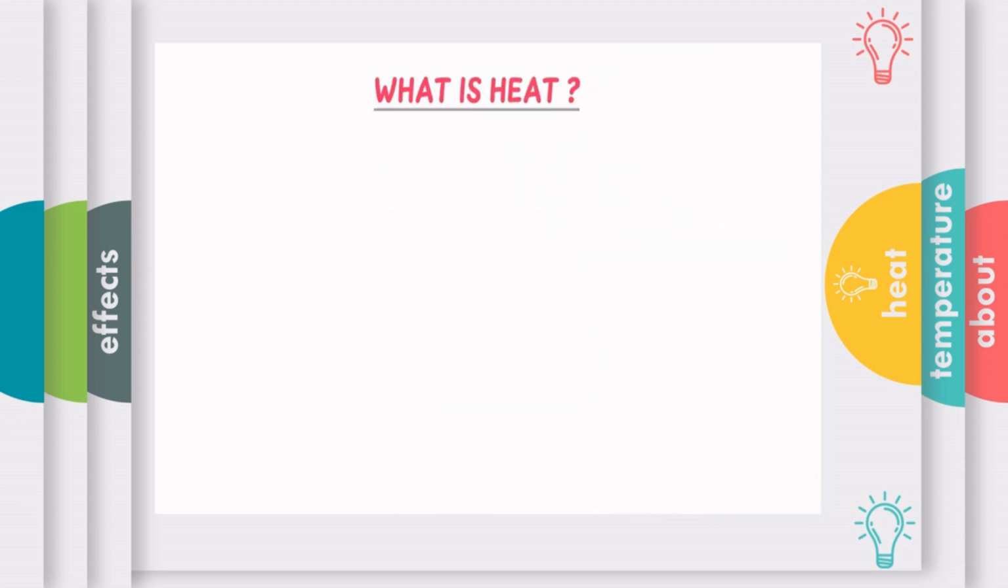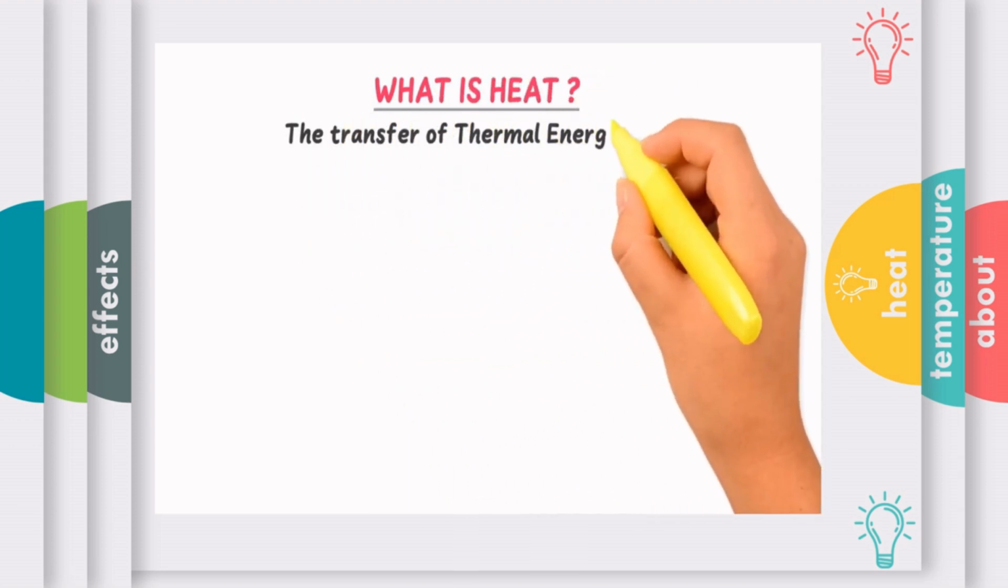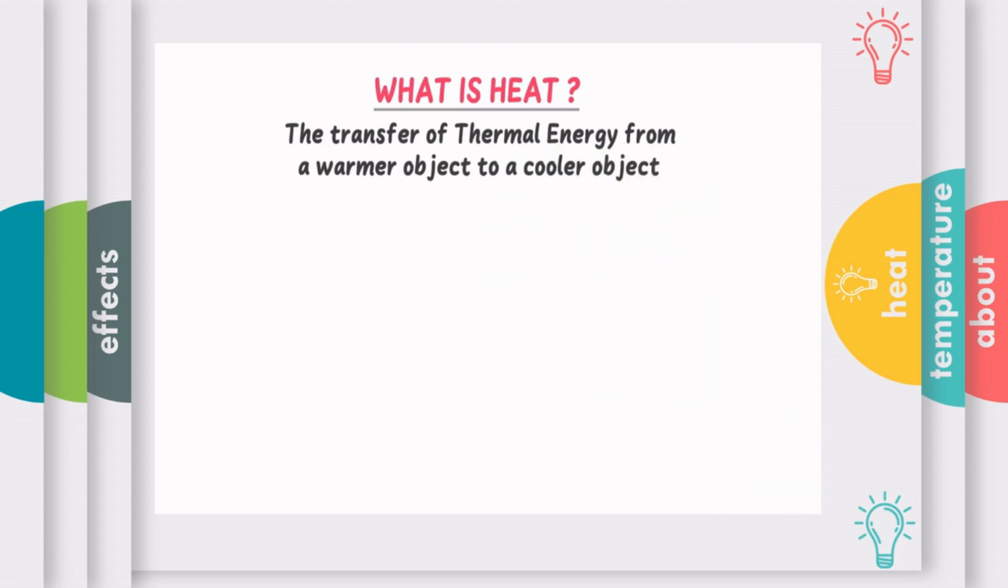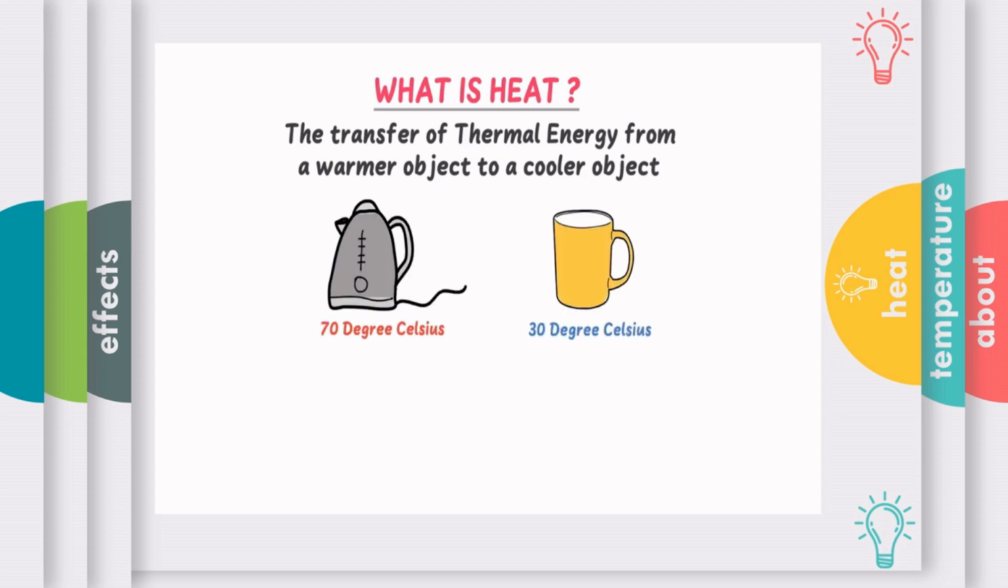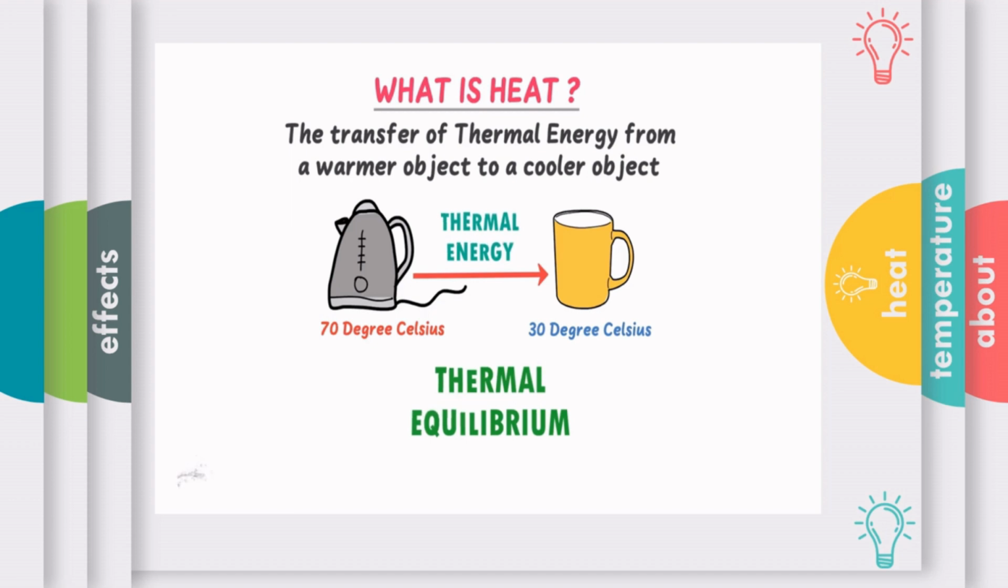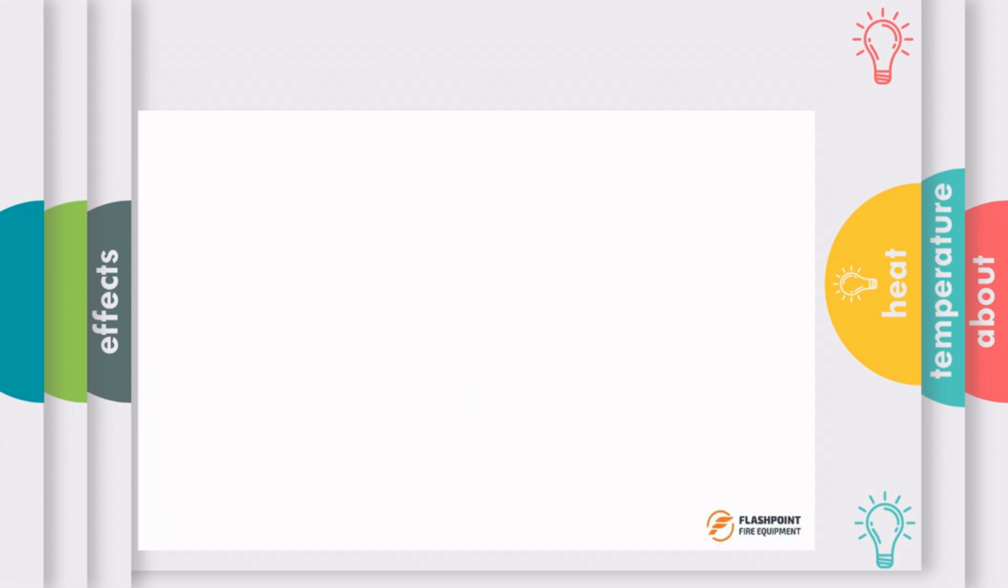Finally, what is heat? It is actually the transfer of thermal energy from a warmer object to a cooler object. For example, consider an object with 70 degrees Celsius and an object with 30 degrees Celsius. Thermal energy will transfer from this warm object to the cooler object until they both get the same temperature. And this state is called thermal equilibrium. Let's have a quick review.